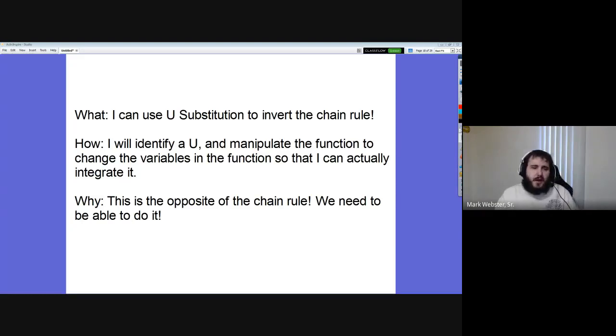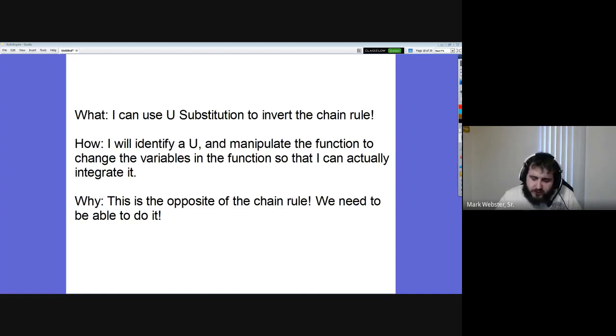What are we going to do today? We're going to use substitution to invert the chain rule. We're going to identify a u. We're going to manipulate that function so that we change all the variables around to make it easier to integrate.